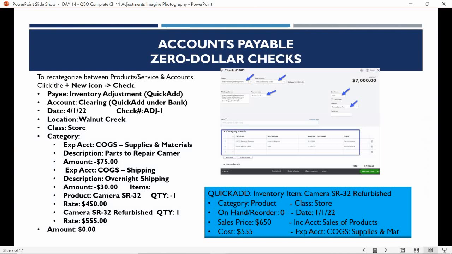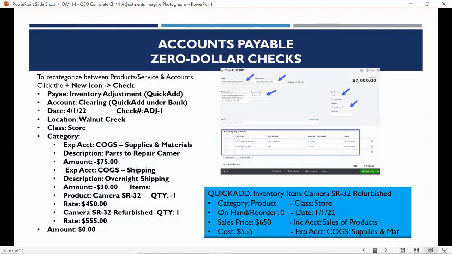In this case, we're going to go ahead and do a $0 check for one of the cameras. We're going to take a broken camera, refurbish it and add some fixtures to it. And once we do it, we're going to transfer this into a new account. Let's take a look at this one. When we do a $0 check, you're able to do either or, whether you want to actually write a check or not.